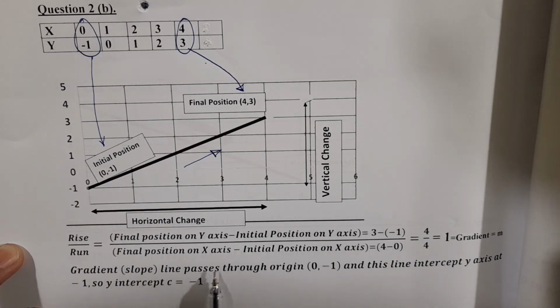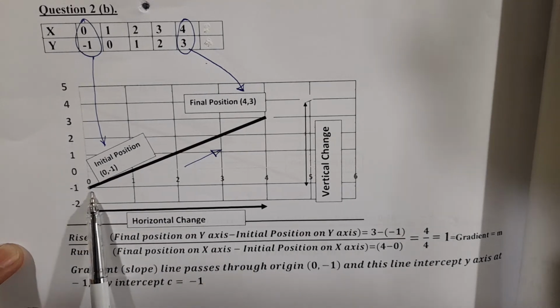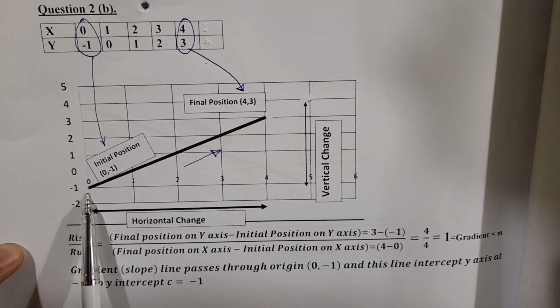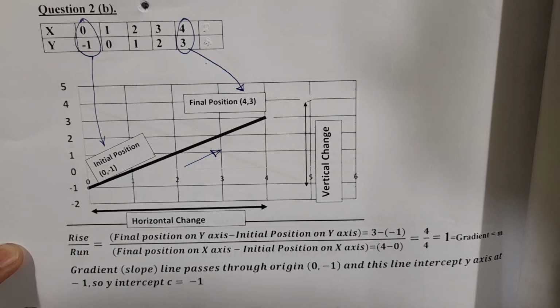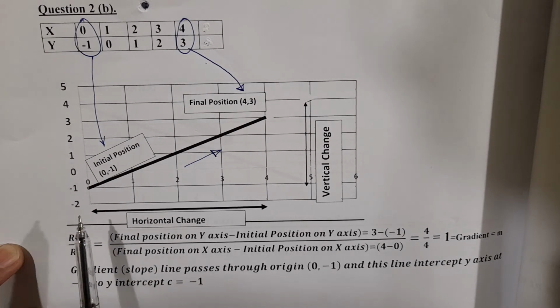The gradient slope line passes through 0 on the x-axis and minus 1 on the y-axis, and this line intercepts the y-axis at minus 1. So the y-intercept c is equal to minus 1.